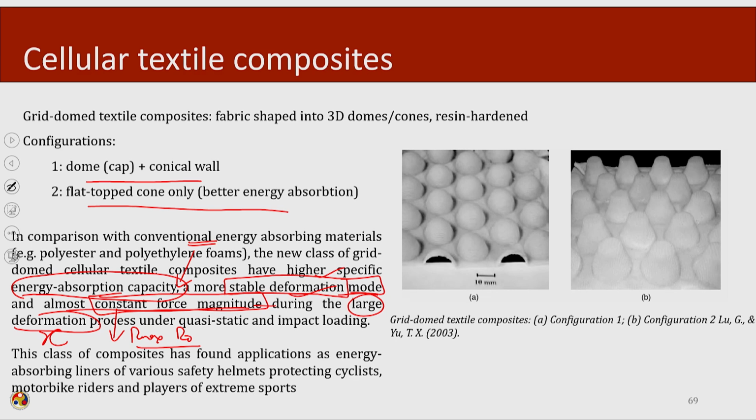Due to all these great features, this class of composites has found application as the energy absorbing liner of various safety helmets. Since these are soft materials, they are used as liners in different types of helmets, in cyclist helmets, motorbike helmets and other extreme sports. This energy absorption capability combined with their repeatability, and ease of manufacturing and installation, has found great applications in the field of sports protective wear.